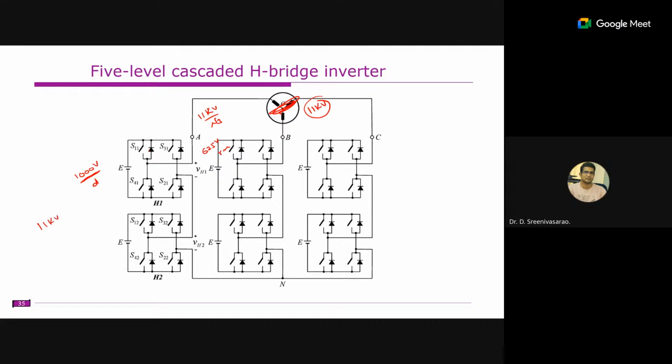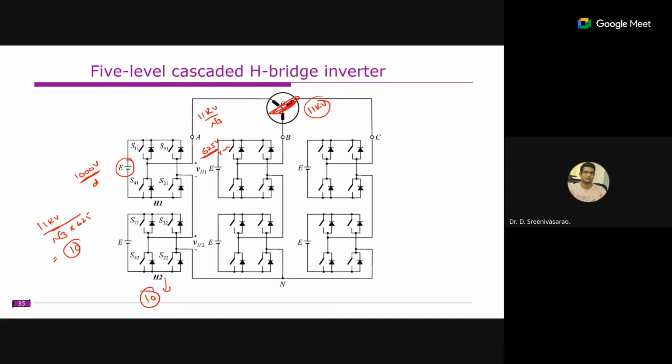It is 11 kV by root 3. Understood. So I selected 625. If you calculate this, it is 11 kV divided by root 3 divided by 625, which is around 10. So you need to connect 10 H bridges in cascade, each of 1000 volts DC, each generating 625 volts. That will be almost equal to an 11 kV system that you can integrate to.